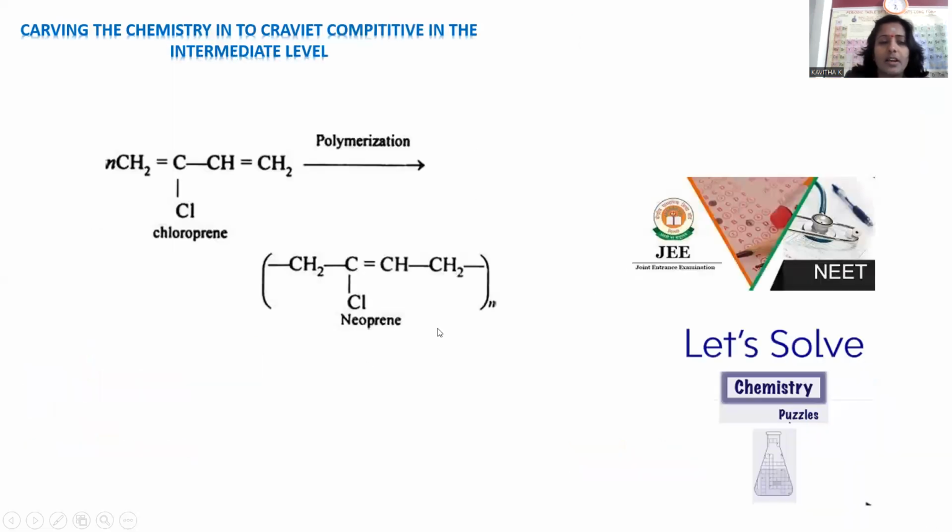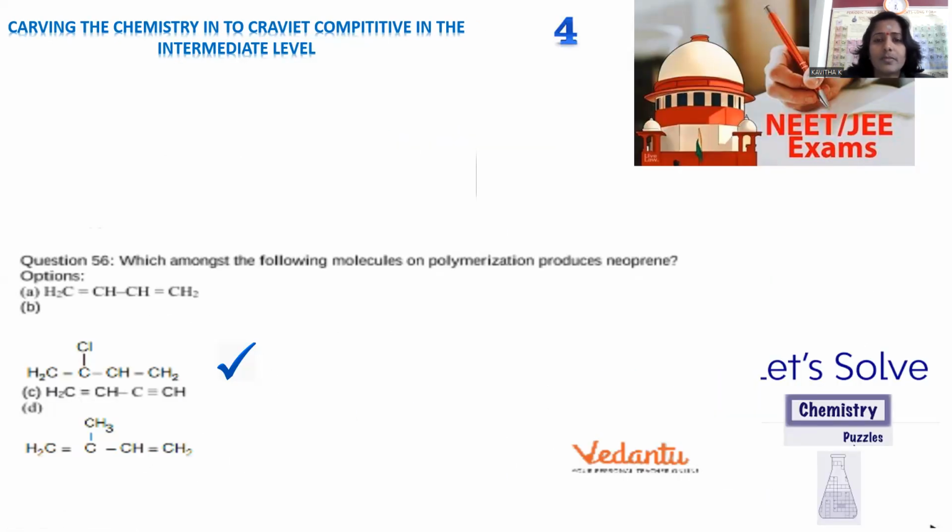So let's see how we can produce it. Chloroprene is the starting material. So here chloroprene can be treated and polymerized so that neoprene polymer formation is possible. You can see the neoprene polymer, right? So for question number 4, option number 2 will be the correct answer.